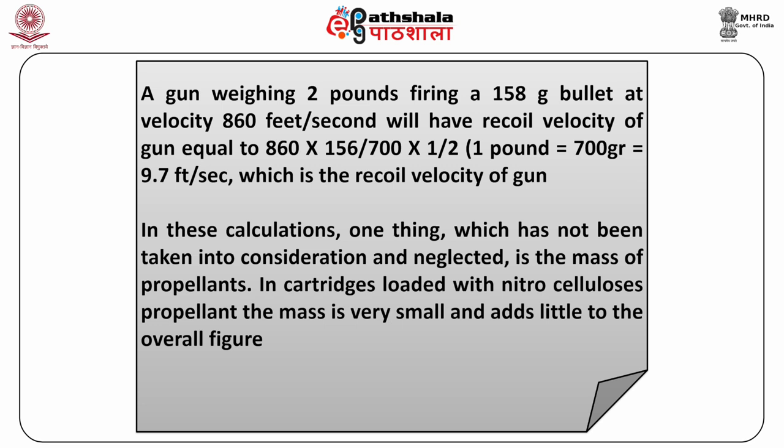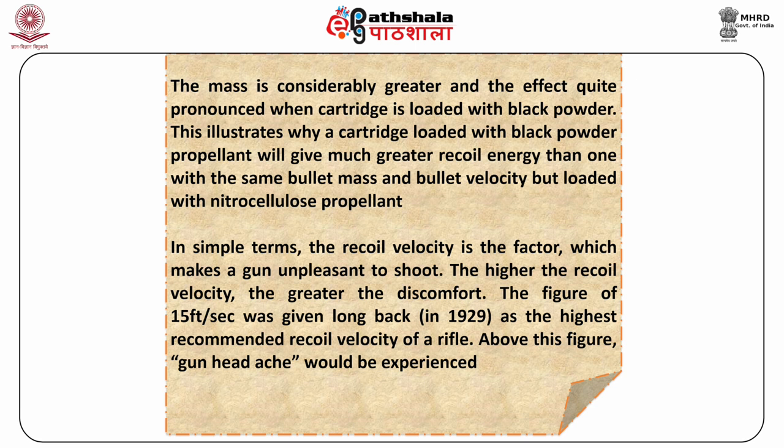In these calculations, one thing which has not been taken into consideration and neglected is the mass of propellants. In cartridges loaded with nitrocellulose propellant, the mass is very small and adds little to the overall figure. However, the mass is considerably greater and the effect quite pronounced when the cartridge is loaded with black powder. This illustrates why a cartridge loaded with black powder propellant will give much greater recoil energy than one with the same bullet mass and bullet velocity but loaded with nitrocellulose propellant.